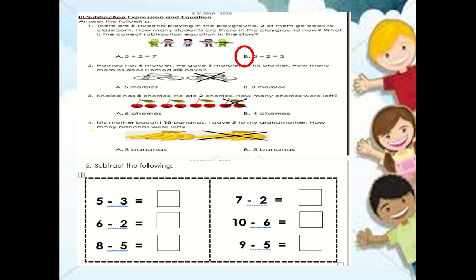Let's proceed in number 4. My mother bought 10 bananas. I gave 5 to my grandmother. How many bananas were left? Is it letter A, 3 bananas, or letter B, 5 bananas? Please encircle your answer again. Next, number 5. For number 5, I will give you time to do the following. Subtract the following. Again, please write your answer inside the box. Okay, I think you are done already.